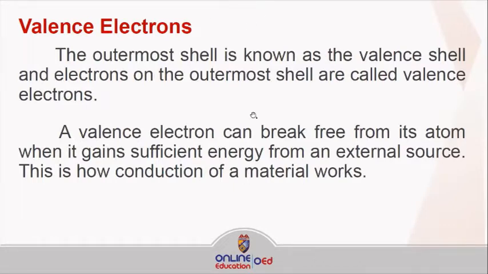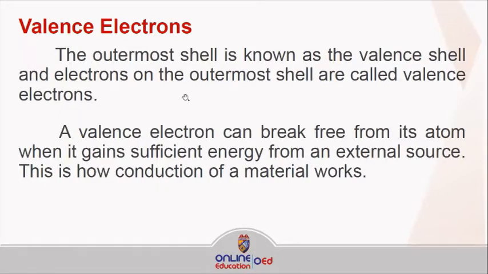Okay, we have the outermost shell, which is known as the valence shell. Madali lang naman siyang tandaan. Pag sinabi nating outermost shell, that is the valence shell. Then kapag electrons on the outermost shell, tinatawag nating valence electrons. Okay? A valence electron can break free from its atom if it gains sufficient energy from an external source. This is how conduction of materials works.